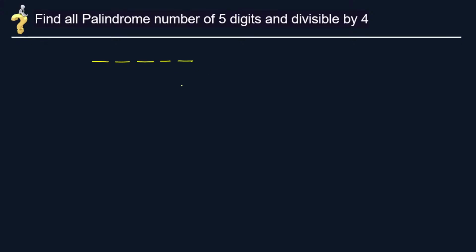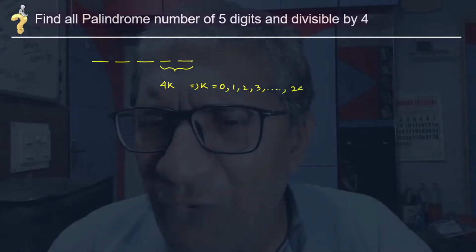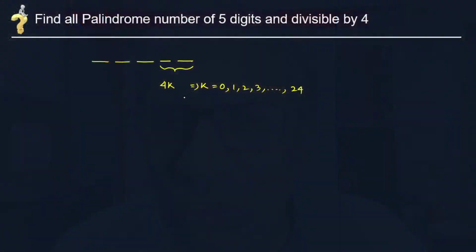Now, I can say that these two places will be filled with numbers which are divisible by 4. That is, it will be of the form 4k. So now think about it, your k can take the values 0, 1, 2, 3 and this goes on till how much? Till 24. Because the maximum 2-digit number which is divisible by 4 is 96. So the maximum value that k can take is 24.